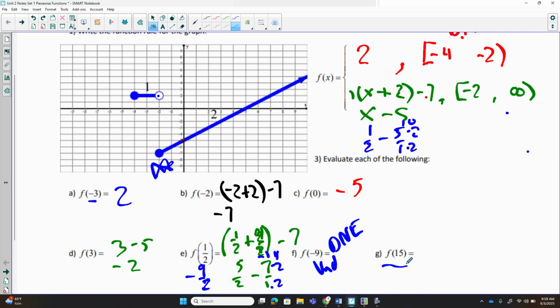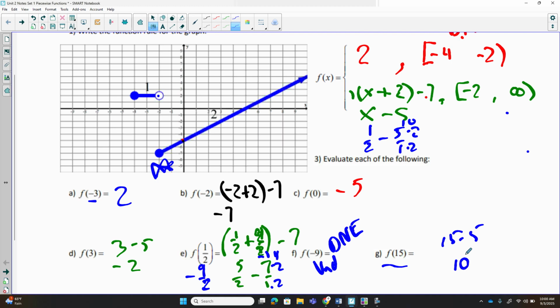I don't know. Does it fall between -4 and -2? No. So it's got to be between -2 and infinity. It does exist. So then you just do 15 minus 5, or you can plug it into that one, however you want to do it. Did you guys get 10?